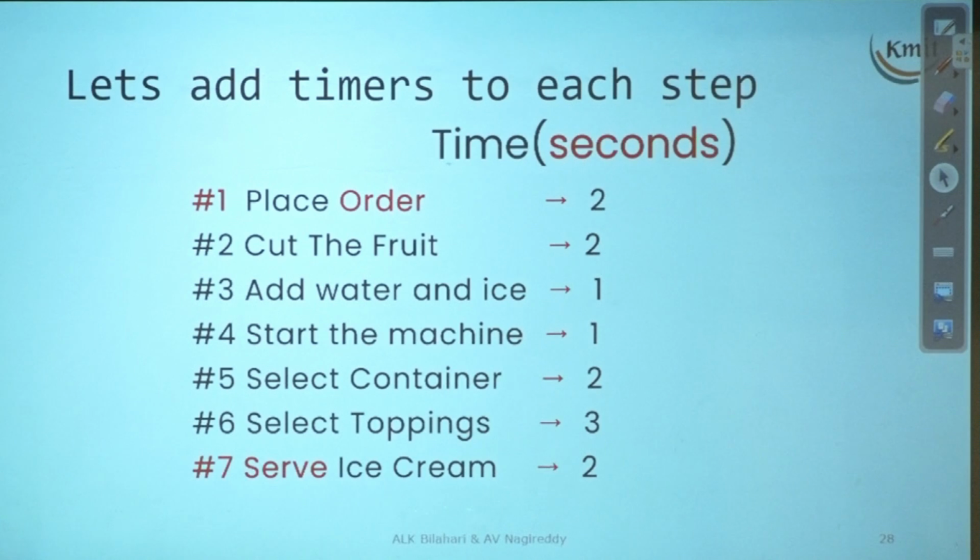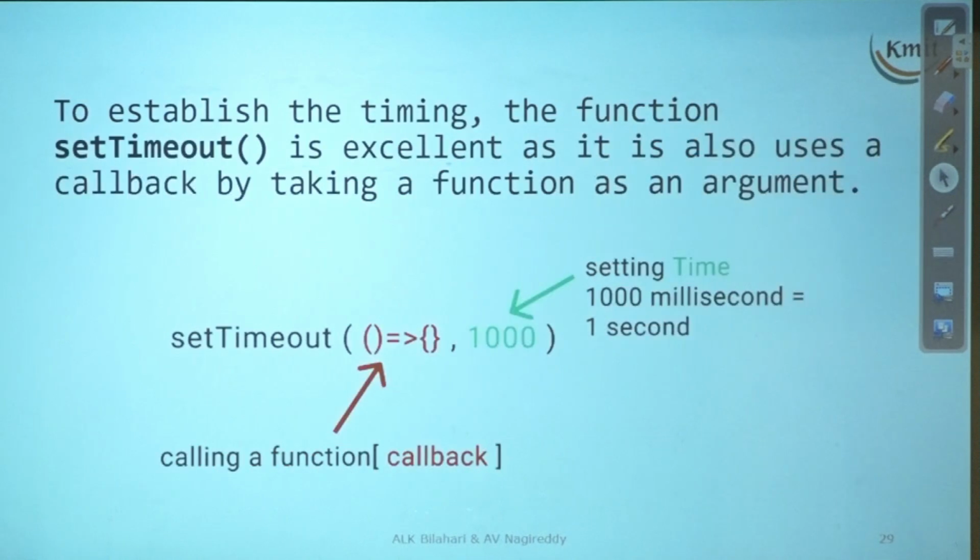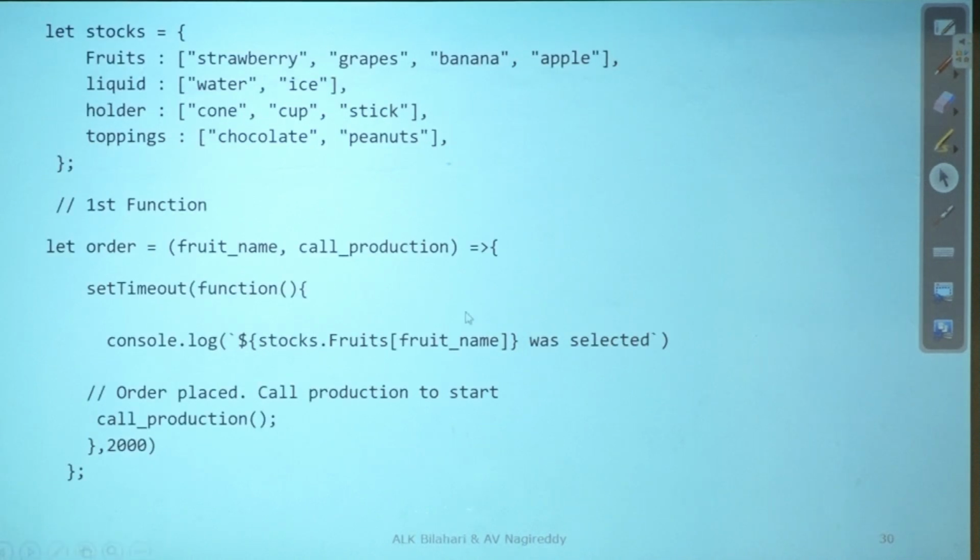Let's simulate this. To do this, I'm using the setTimeout function. setTimeout is another callback function which takes 2 parameters. The first parameter is the function, the logic you would like to run. The second parameter is how long it takes, in milliseconds. Actually not in seconds, it's milliseconds. 1000 equals 1 second. All right, let's try to do this. I already have that here.